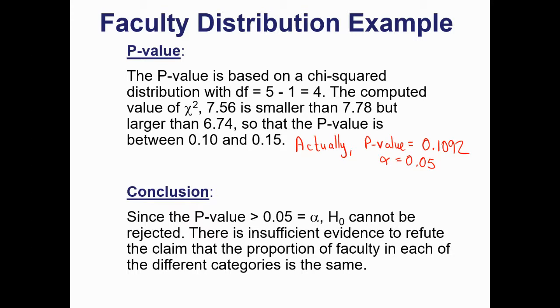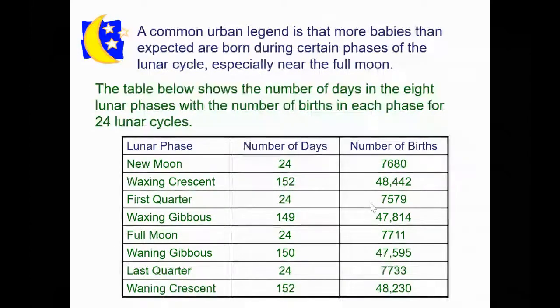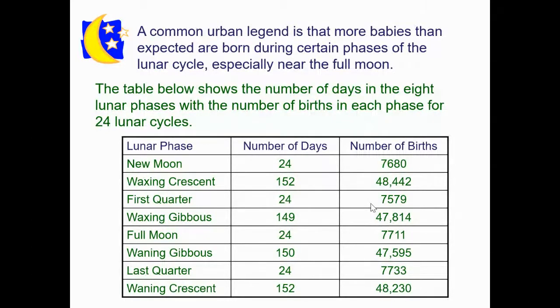Next example. A common urban legend is that more babies than expected are born during certain phases of the lunar cycle, especially near the full moon. So if you've ever known anyone that's expecting and it comes time for a full moon, my God, better watch it. It's full moon. Baby may come tonight.